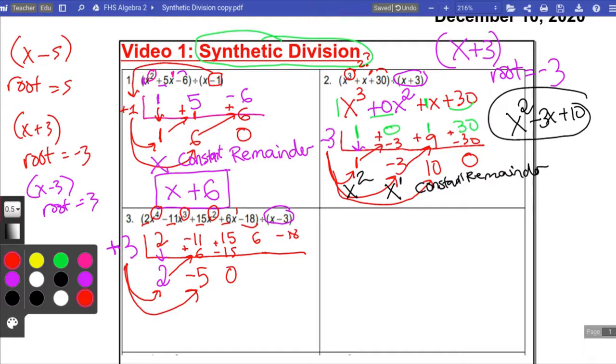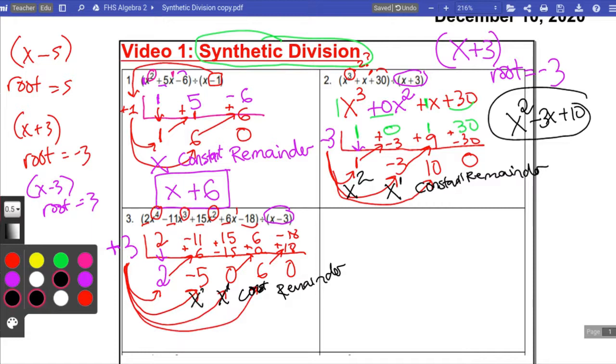All right, let's keep going. 3 times 0, you get 0. Add them up. 6. 3 times 6, what do you get? 18. Add them up. That equals 0. Like I said, the last one is the remainder. The next one is the constant. This one is x to the first power, x to the second power, x to the third power.